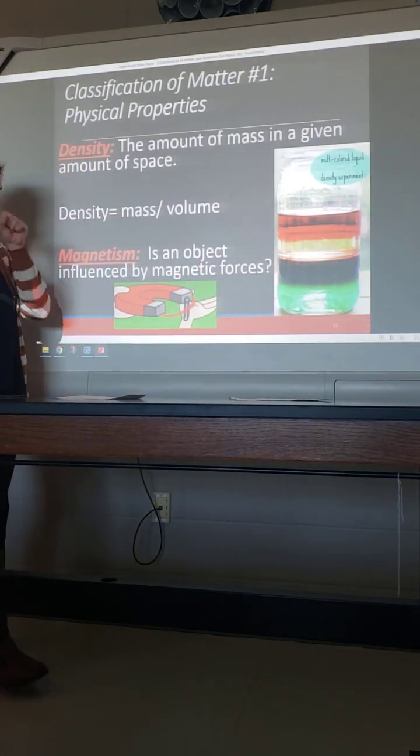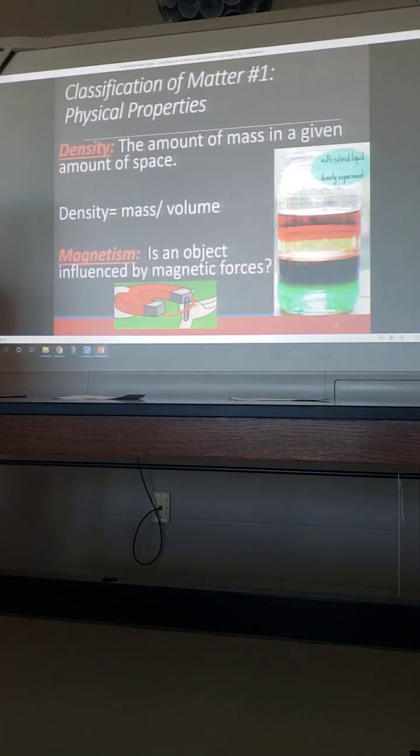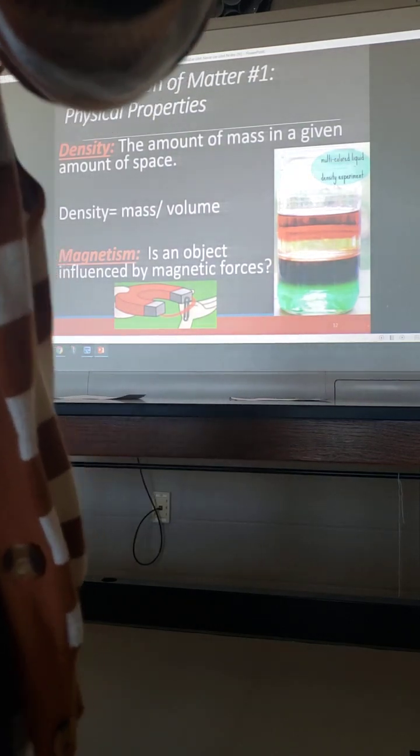So we're going to go ahead and stop there, and then we will pick up tomorrow with chemical changes and properties.